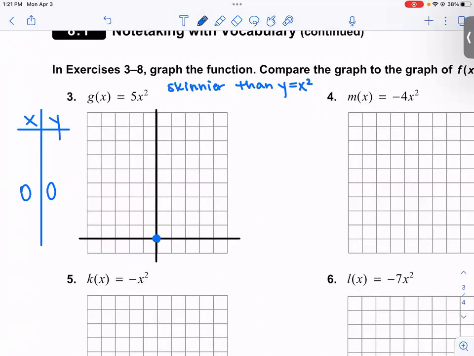Now, what happens when we plug in 1? What do we get? 5 times 1 squared. 5. Okay, now we can kind of see the skinny, right? What happens when we plug in -1? We get 5 again, right?